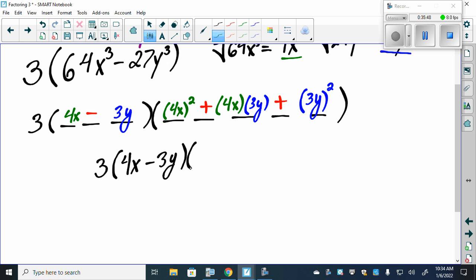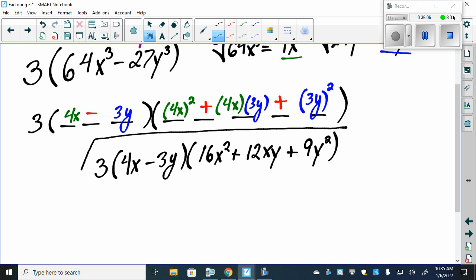Now 4x squared would be 16x squared plus 12, because 3 times 4 would be 12, and then we would just have xy plus 9y squared. And that would be that factor. Any other questions on this here? So we'll stop there for today.